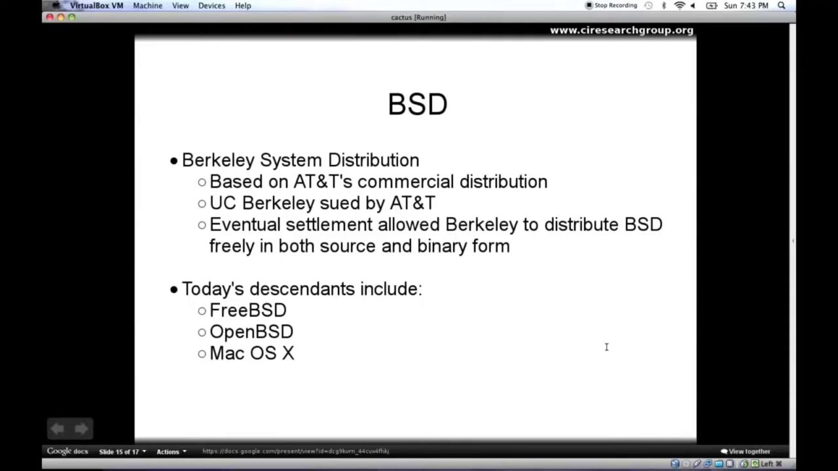The Berkeley Software Distribution, which was based on AT&T's commercial distribution, was one of the first open source Unix systems to emerge. It was based on the commercial distribution, so AT&T sued UC Berkeley, but an eventual settlement allowed Berkeley to distribute BSD freely in both source and binary form. Today's descendants of BSD include FreeBSD, OpenBSD, and macOS 10, which is based on the Unix BSD system.